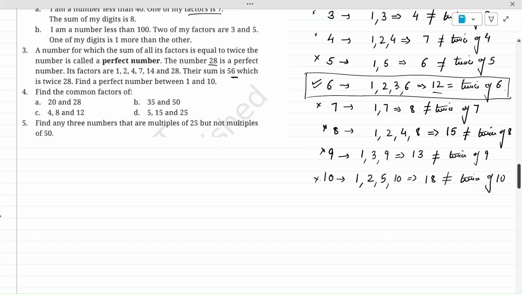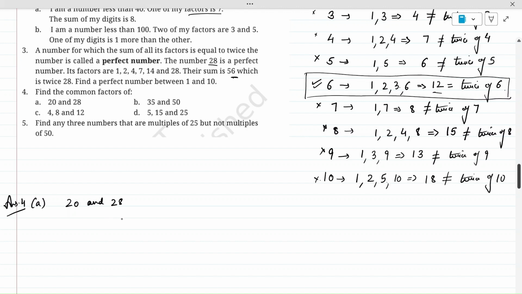Question number 4, kids, I am doing here. Find the common factors of all these numbers. So kids, we have already done such questions in our grade 5. I'm going to pick 2 questions here. I'm starting with the first part, 20 and 28.